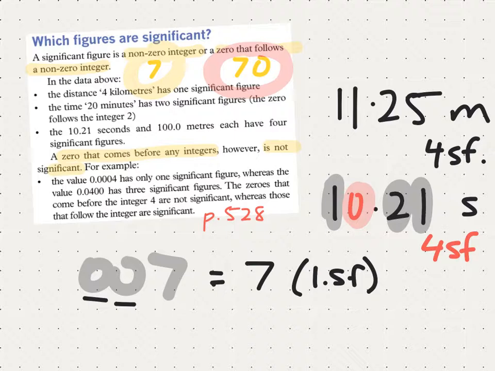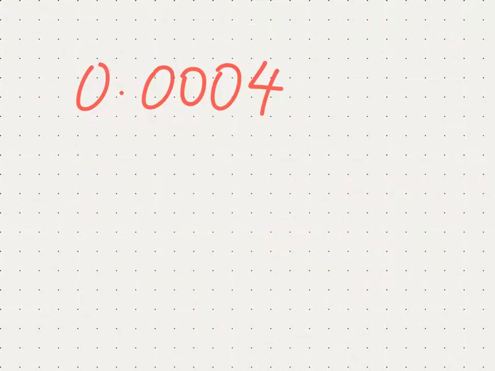The decimals is where it gets you, though. So that number there is 0.0004. That actually only has 1 significant figure, and it's the 4, because all of these zeros are to the left-hand side. They don't count. Think that's weird? Here's another way to explain it.